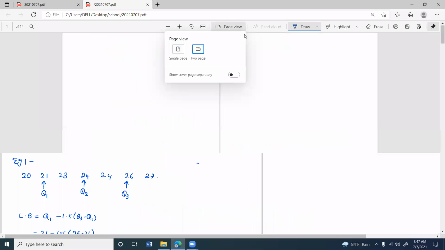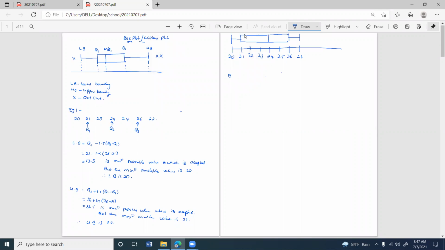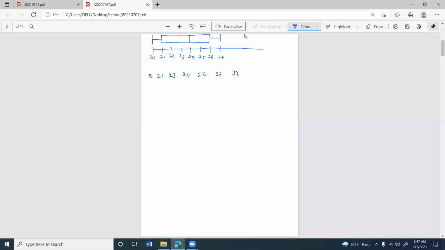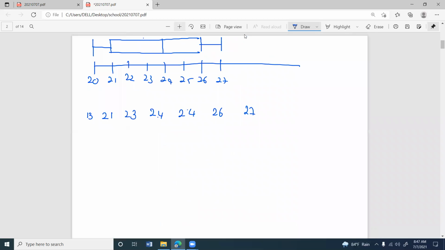I'll just mark these ones just like this: 13, 21, 23, 24, 24, 26, and 27, right? Okay. Then we know that this is the median, Q2, and this is the first quartile, Q1, and this is the third quartile, Q3. In this case, you can say Q1 is 21, Q2 is 24, the median M, and Q3, the third quartile, is 26.